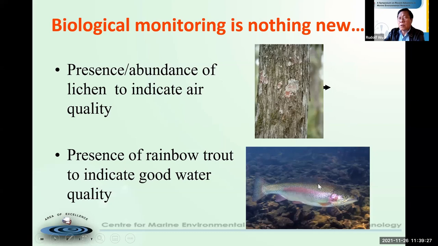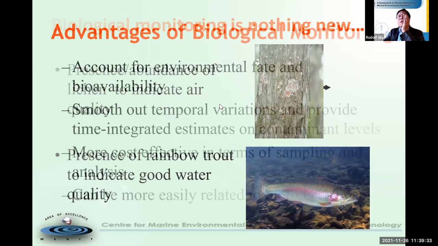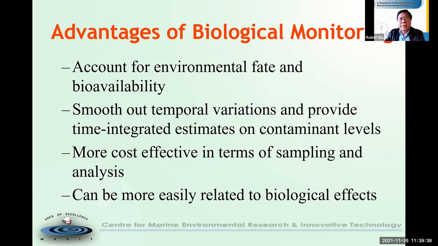Isn't it much easier? Now, the advantage of doing biological monitoring instead of chemical monitoring is that this accounts for environmental fate and biological availability. They will tell you the fraction of the pollutant that comes into the environment, into the biological system. And as I showed you before, the temporal variation is tremendous for a lot of chemical parameters. But if the fish or the mussel is sitting there, they keep on taking up these chemicals. So when you measure the concentration of the same chemical in the mussel or the fish, they will smooth out this temporal variation and provide a time integrated estimate of contaminant level.